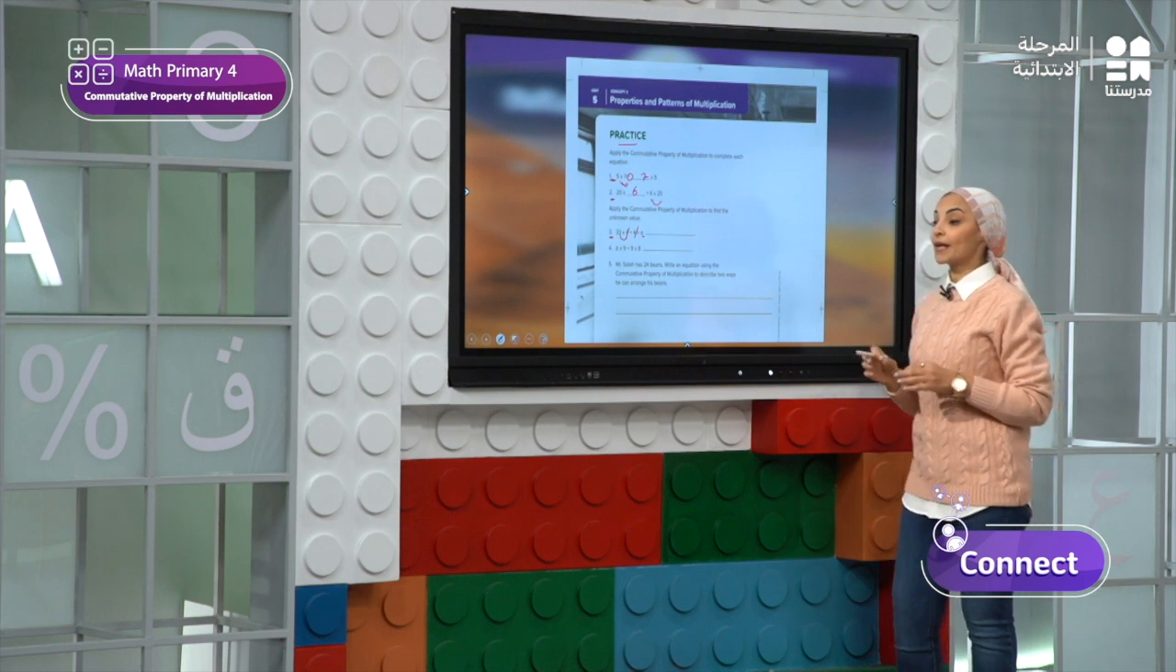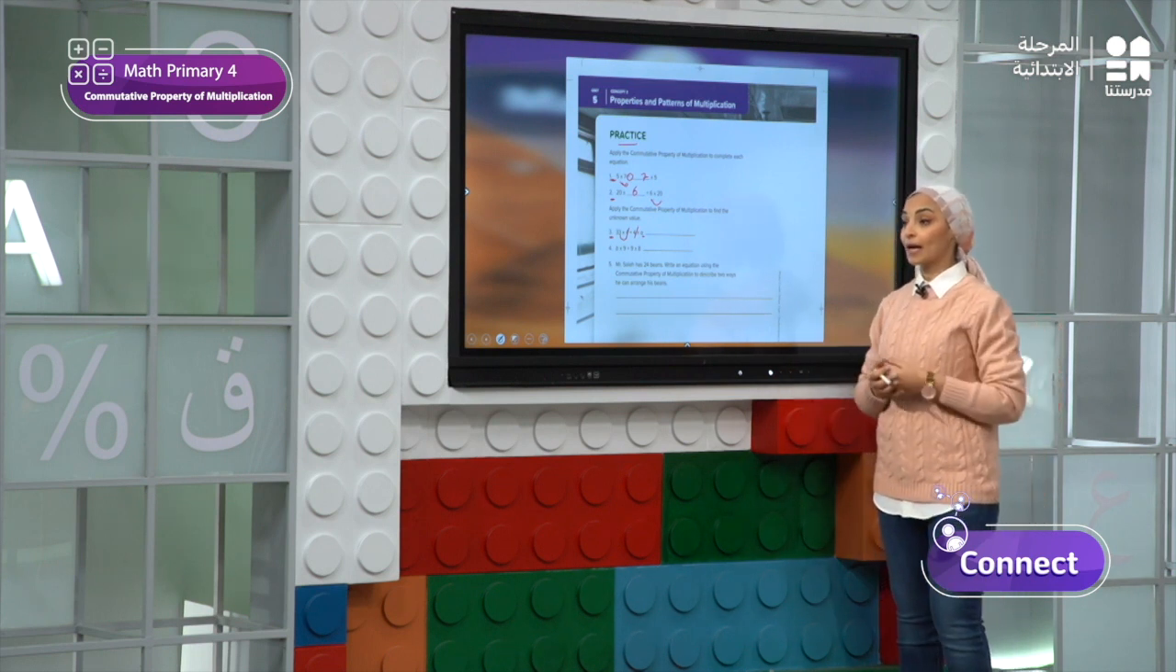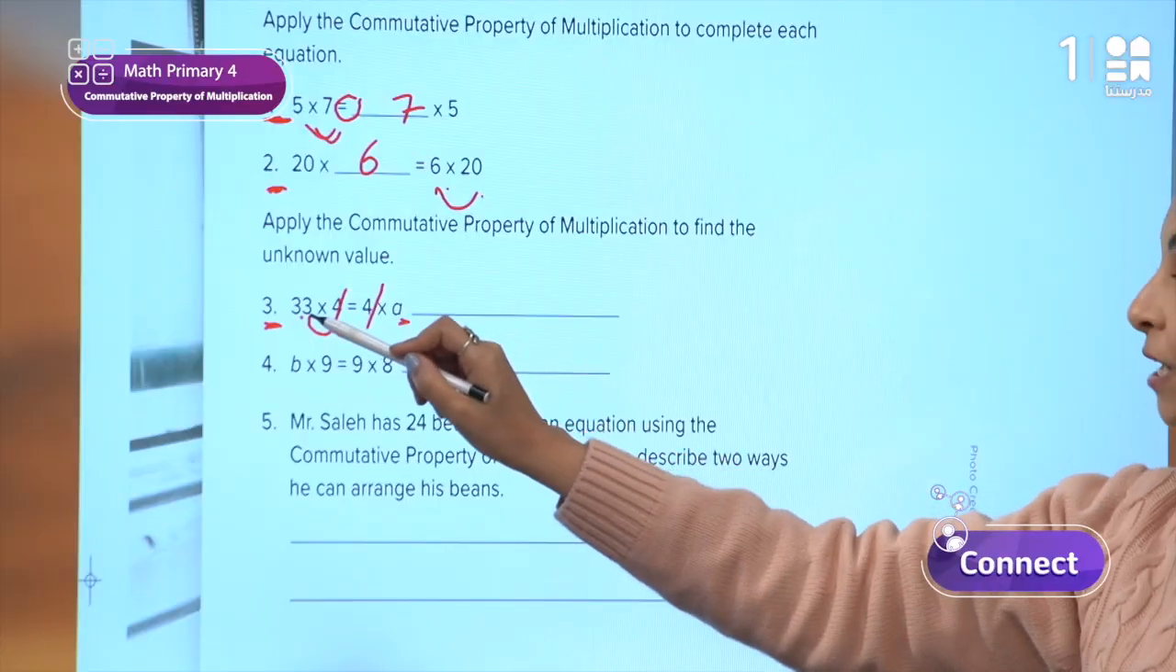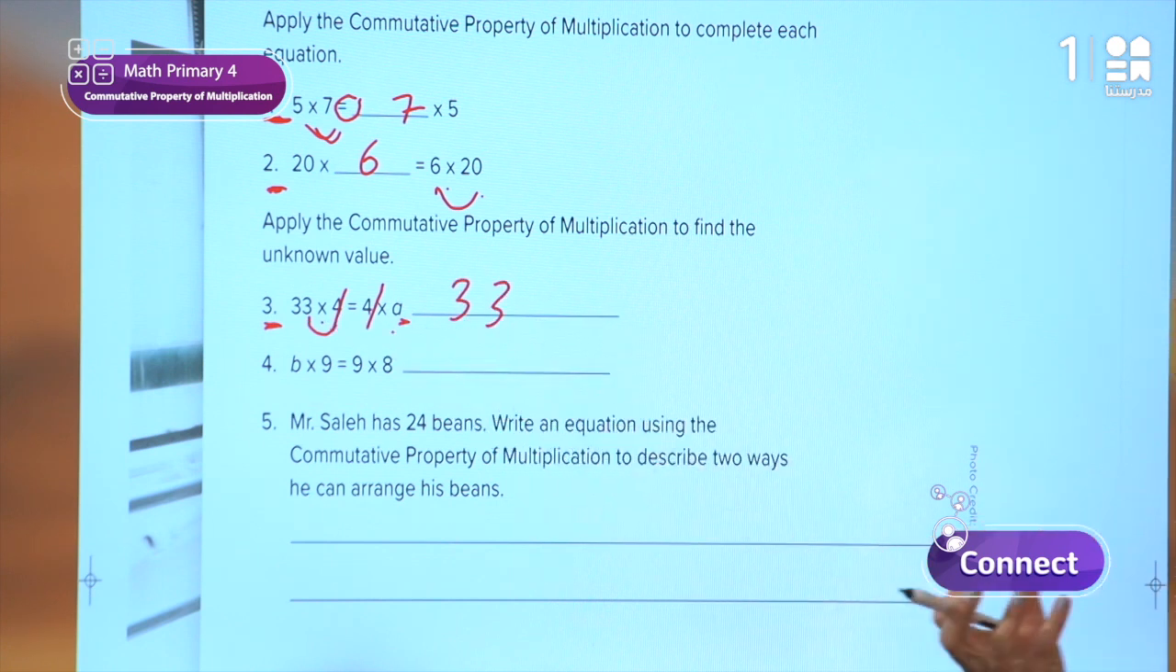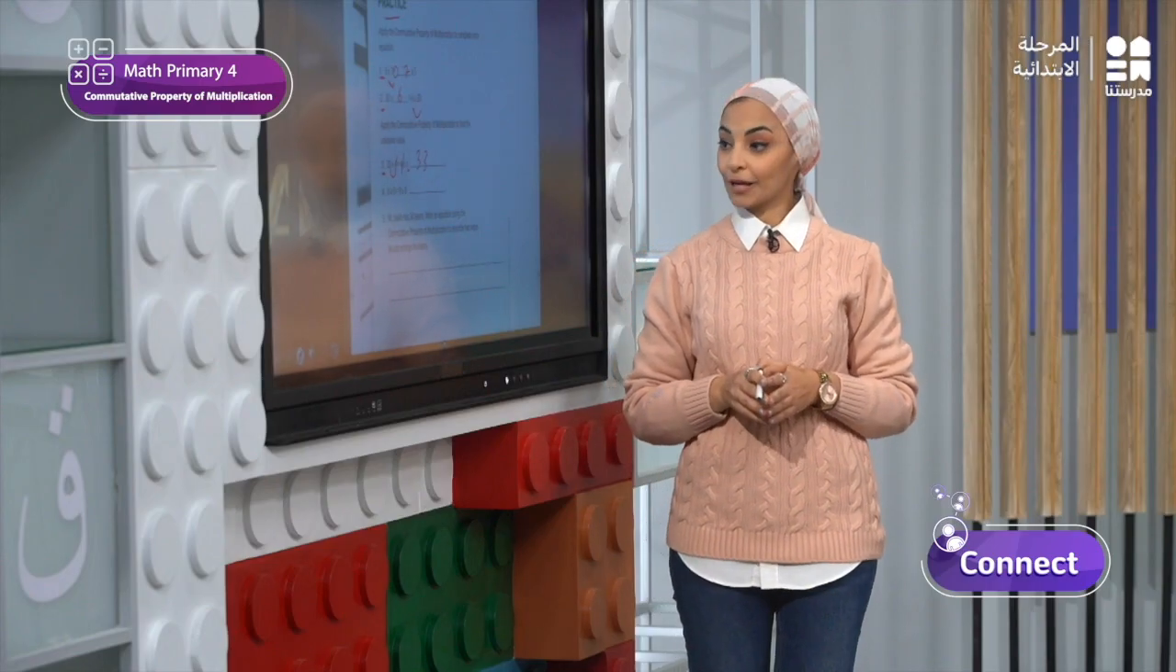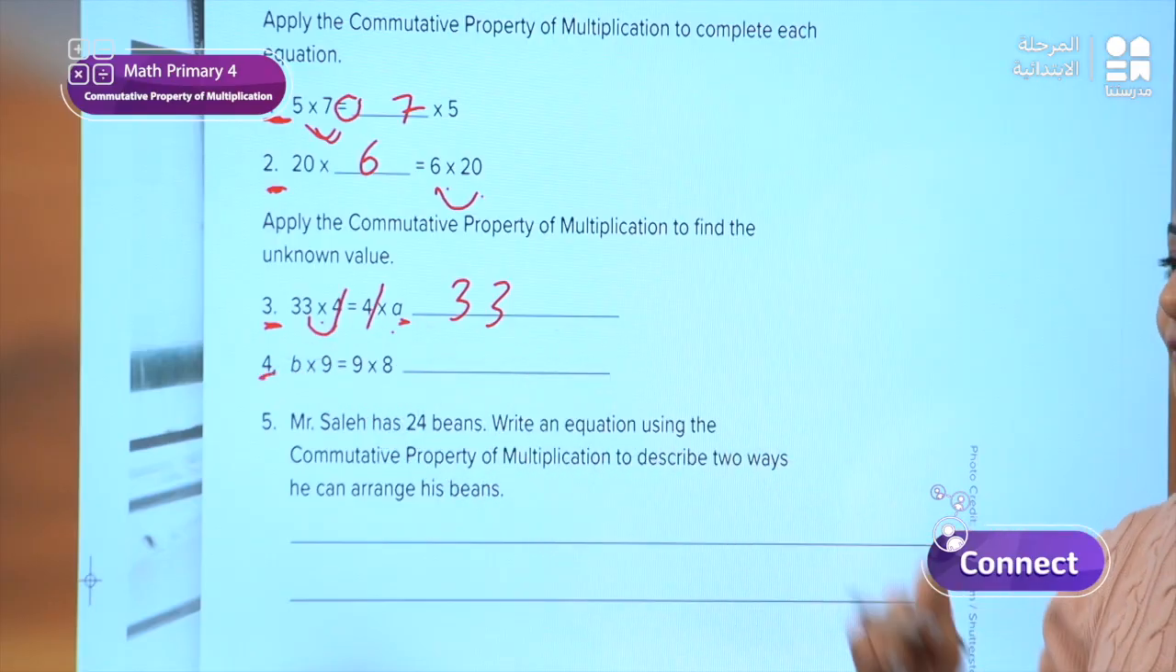But its place changed. So what is the number that was replaced by A? What does A equal? Yes, A equals 33. What does that mean? That in both sides I must have the same numbers. Now we will do the same in the next problem.